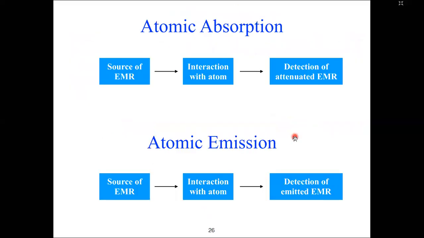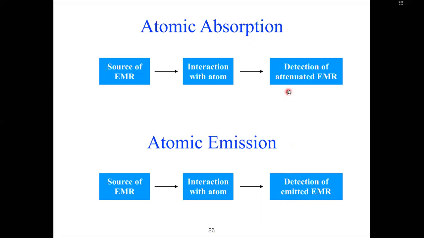So this slide shows the comparison between atomic absorption and atomic emission technique. In both cases, you have the source of energy, and in both cases, there is the interaction between the source of the energy and the atoms. However, the detection is the difference. Here you detect the attenuated electromagnetic radiation, what wavelength of electromagnetic radiation was absorbed. That's what you detect here. Here you detect the electromagnetic radiation that is emitted.